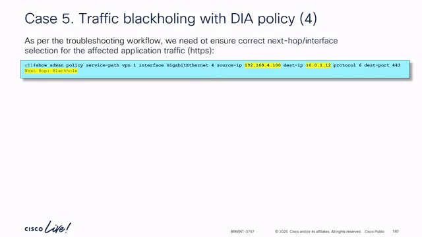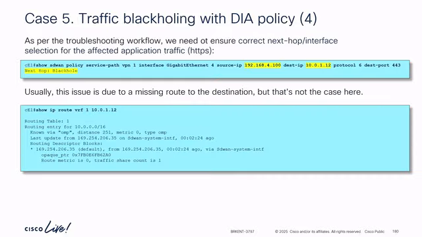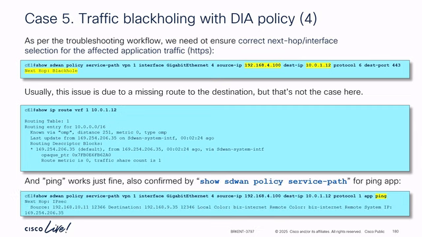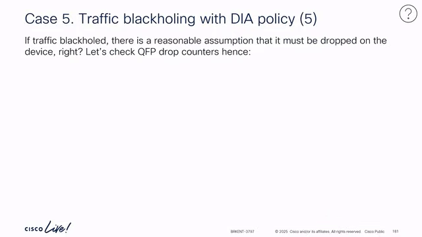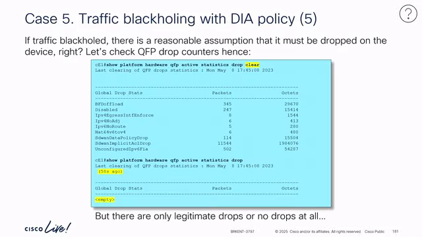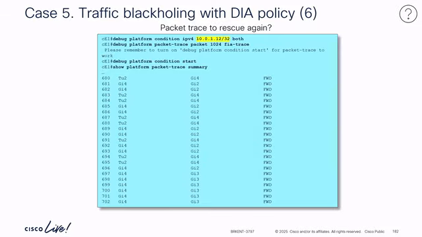One common, more or less expected reason would be if there is no route to that destination. But we have routing in place toward the data center. So hence there must be something else resulting in the black holing for that application. If we check some other applications, like simple ping, yes, we can select the next hop properly. Likely it has something to do with application recognition. If traffic is black-holed, there is a reasonable assumption that it must be dropped on the device, right? Let's check QFP drop counters. No, empty, nothing interesting. The device is not dropping it. And we can see that packets are being forwarded as well.